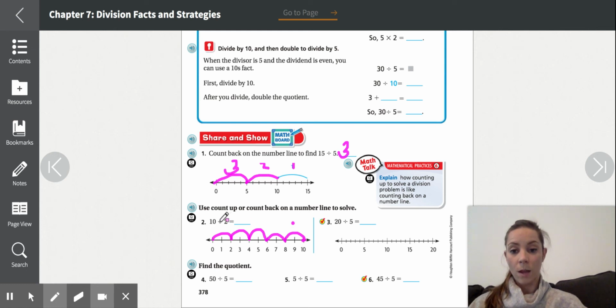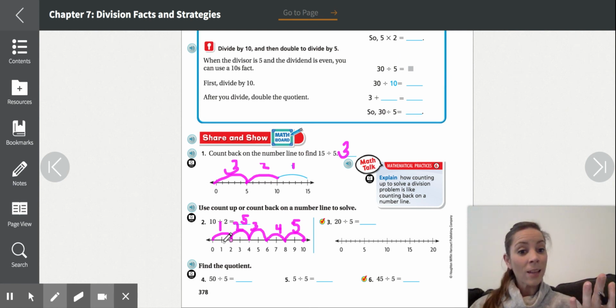Oops, I went 4 this time, so we'll start here. 1, 2, 3, 4, 5. 10 divided by 2 is 5. Now, if you went the other way and started at 10 and jumped backwards, did you get the same answer? That's what we're seeing here, that you can go either direction and you'll still get the same answer.